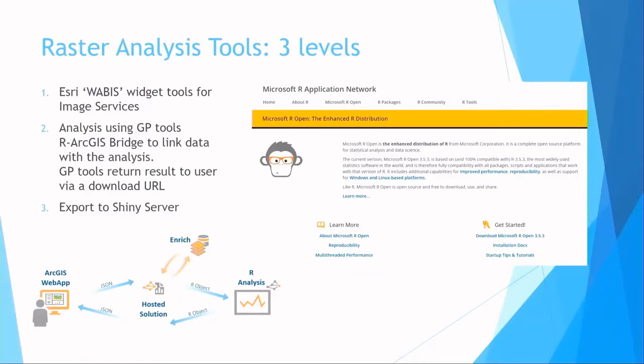Analysis tools to work with the contents of our online raster database have been developed as a sort of a mix by utilizing the so-called WebAS widget tools, which stands for Web App Builder for Image Services, from Esri's GitHub pages, as well as using regular GP tools. The GP tools use either Python or R scripting, or both of them together. This is made possible by linking the two via the R ArcGIS bridge. We use Microsoft ROpen on the server to drive this process.